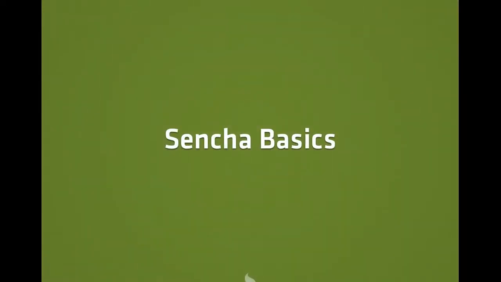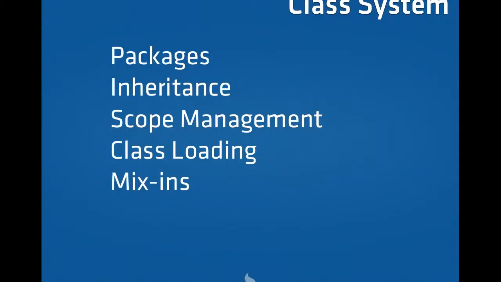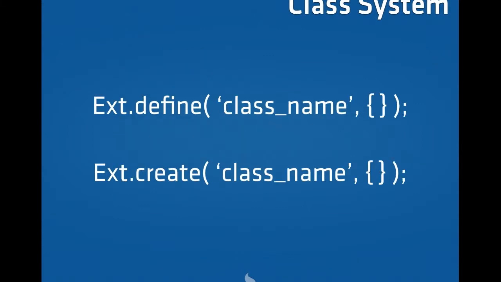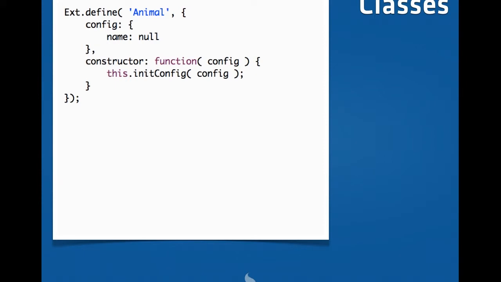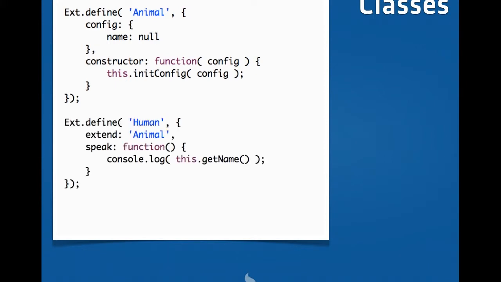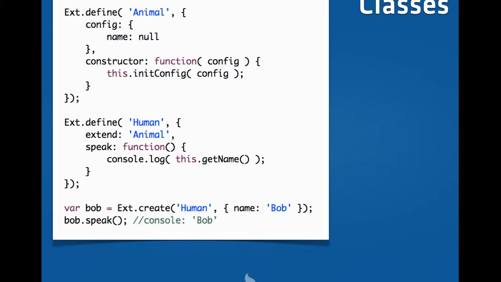Now, let's talk a little bit about the basics of Sencha. At the very foundation is our class system. The class system is used to build the base fundamental objects that are used to build your application. Whether you're defining a new class or creating an instance of a class, for example, in this case, we're defining an animal, which has a property name, and then extending it here to become a human and adding a speak function. You can then use the Ext.create function to instantiate the human class with a configuration of Bob and then let it speak.